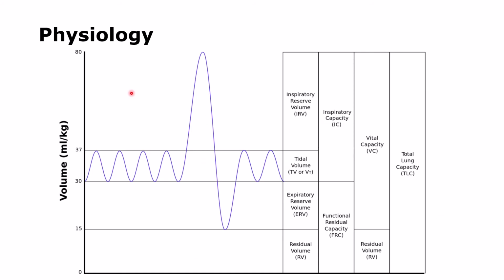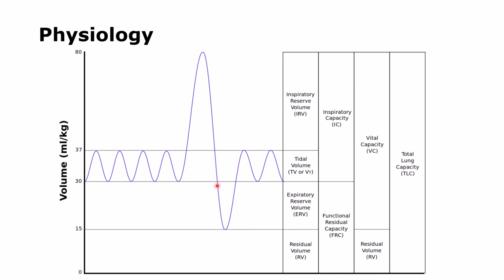This is the physiology of the lungs. Normally when you breathe in and out, around 500 milliliters of air enters, and that is spontaneous. That's called tidal volume. The lung has the capacity to take more air, so if you take a deep breath, more air enters, and that's called inspiratory reserve volume. Tidal volume together with inspiratory reserve volume makes the inspiratory capacity. So a capacity is more than one volume.